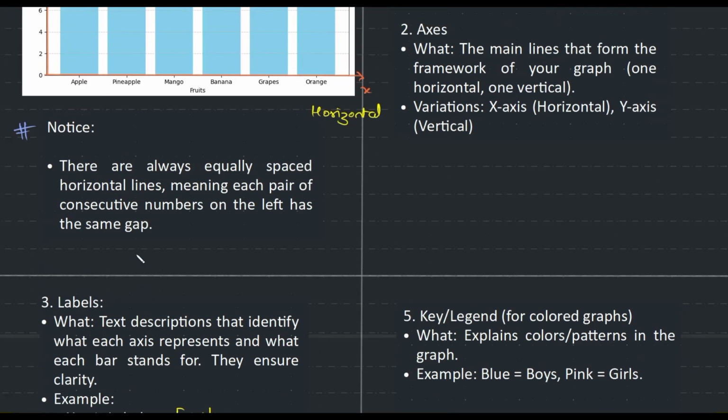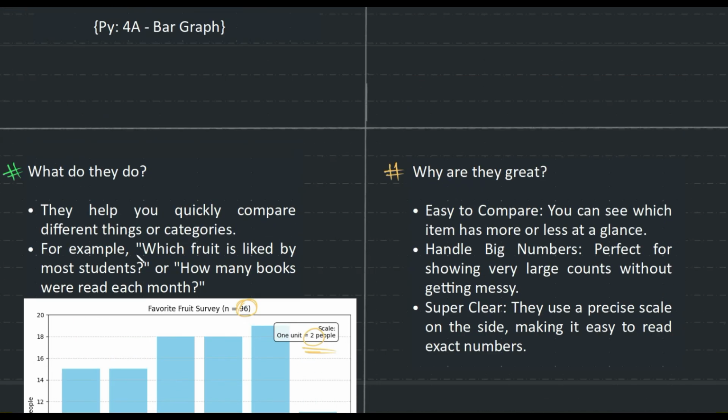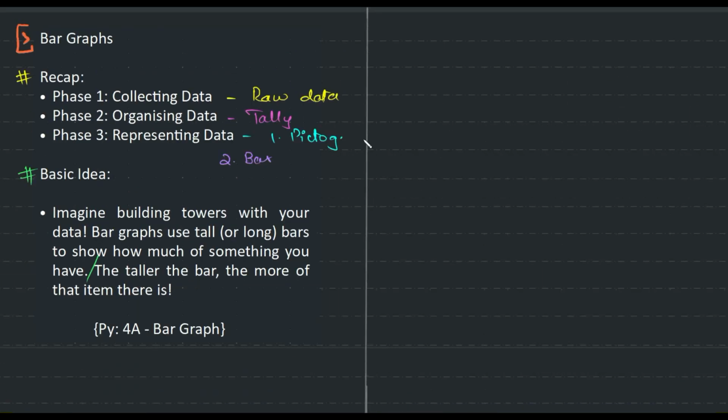Okay. So that's a brief introduction to your bar graphs. And you can see that it has certain advantages. And you have to keep in mind a few rules that we got to see with every example.